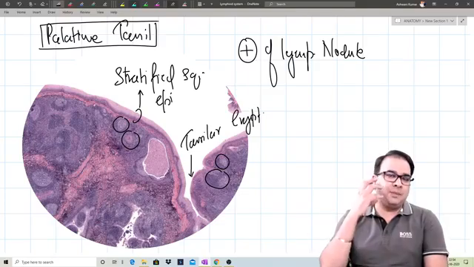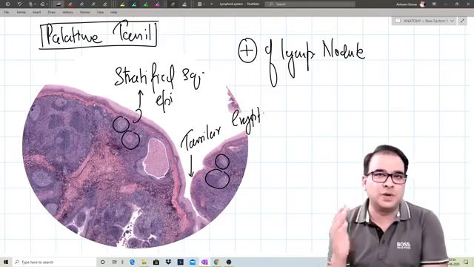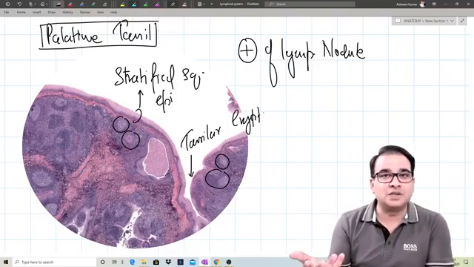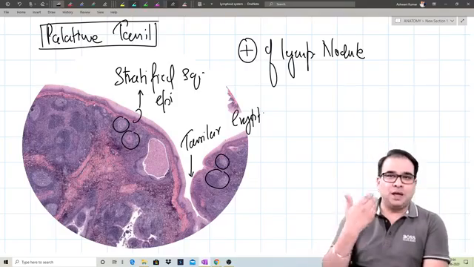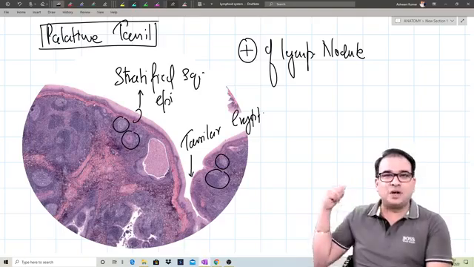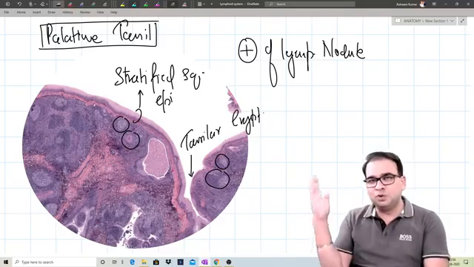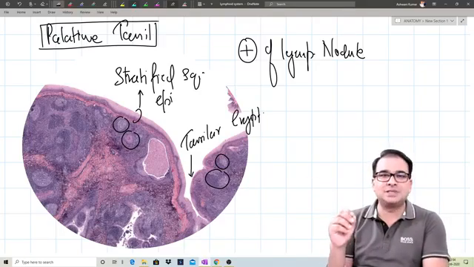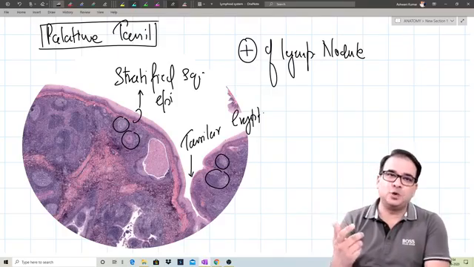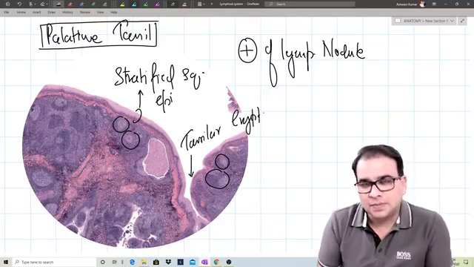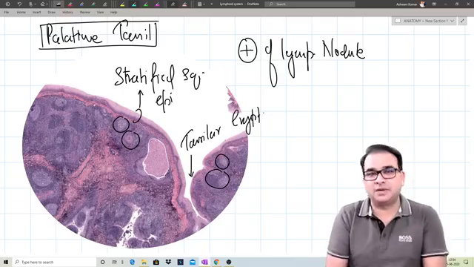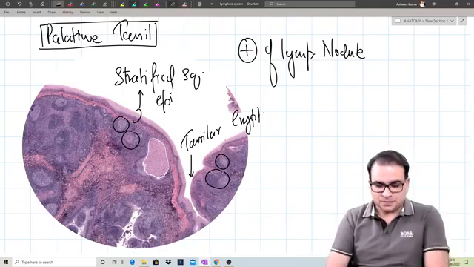I'm sure you all know that the bed of the palatine tonsil is formed by the superior constrictor muscle, and superior constrictor is a skeletal muscle. So when you see the oral surface, you will see stratified squamous epithelium, and when you look more toward the lateral side, you may notice some skeletal muscle fibers over there, and those will be the fibers of the superior constrictor muscle.